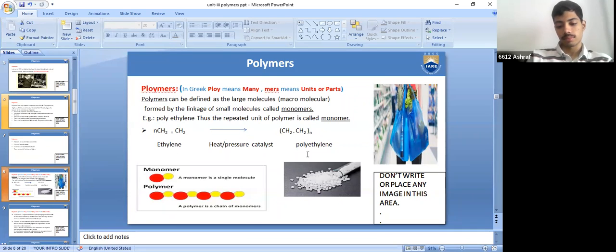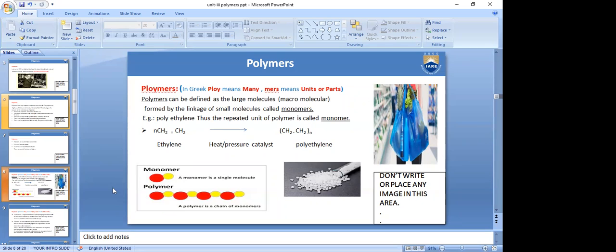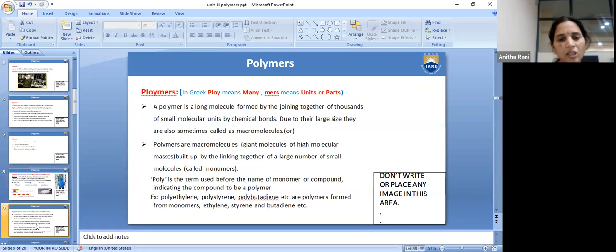Polyethylene. So this is the example we have taken. I gave one more definition also here. A polymer is a long molecule or large molecule formed by joining together thousands of small molecular units by chemical bonds. Due to their large size, they are also sometimes called macromolecules. So polymers are macromolecules built up by linking together a large number of small molecules.